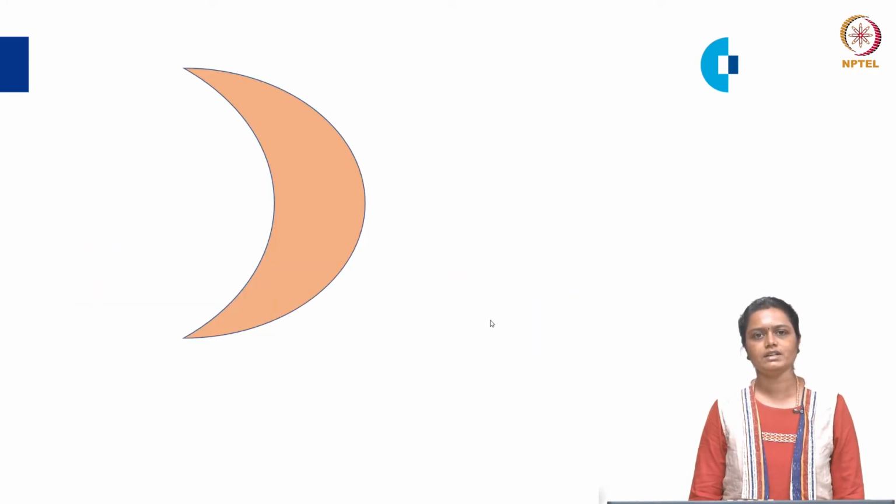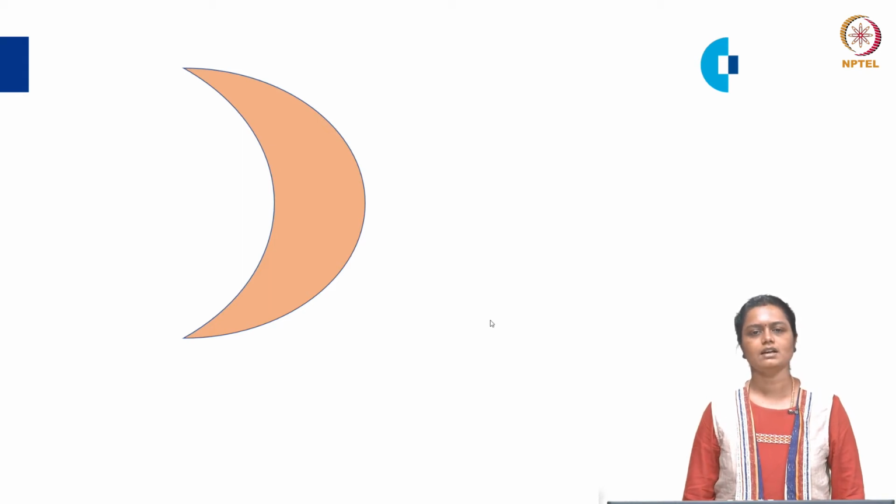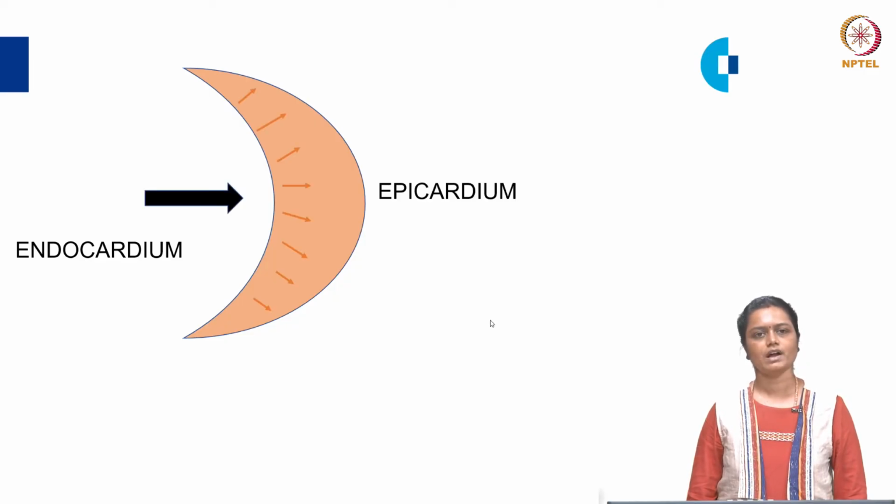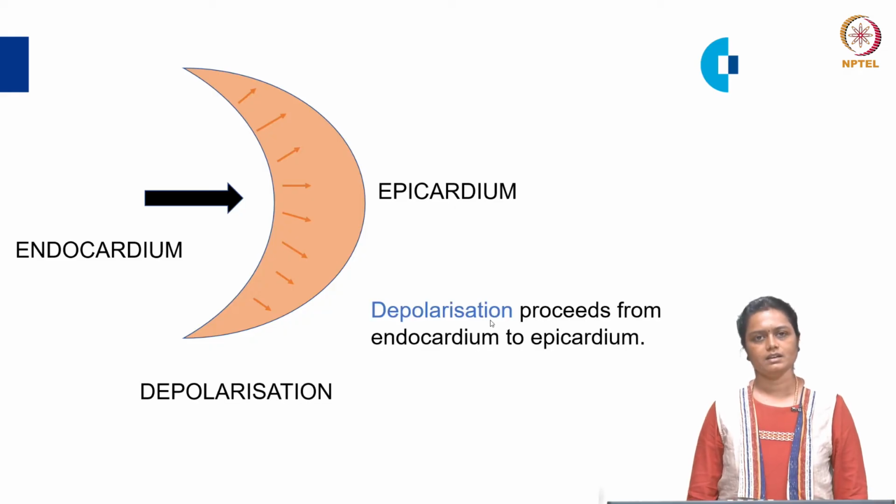And there is a difference in the propagation of depolarization and repolarization across the heart cells. The wave of depolarization normally proceeds from the endocardium to the epicardium, whereas the wave of repolarization always proceeds from the epicardium towards the endocardium.